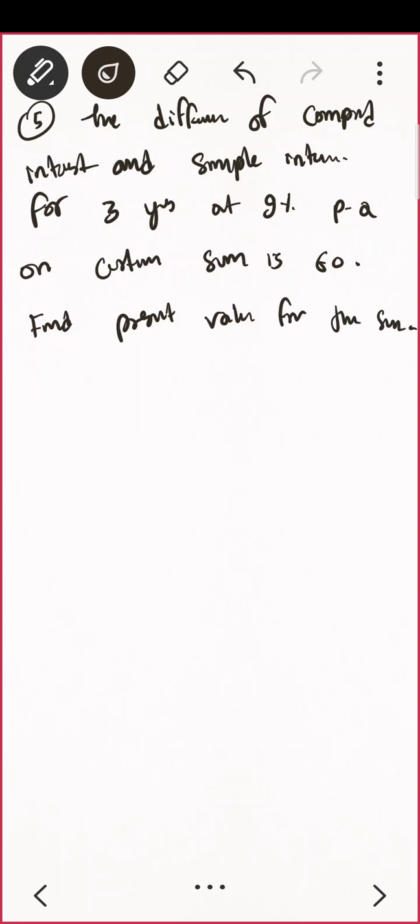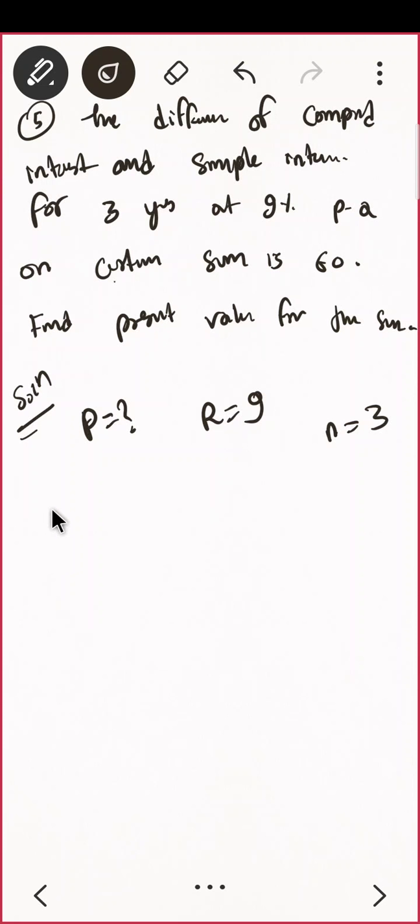Okay, how will you calculate? First thing, what are the things given to you? Is P given in the question? P is given for a certain sum, meaning P is not given, P is a question mark to you. And what rate is given? 9. And what else? Number of years is given, 3. Correct? So the difference of compound interest and simple interest is 60 rupees. Correct? So can you calculate compound interest?